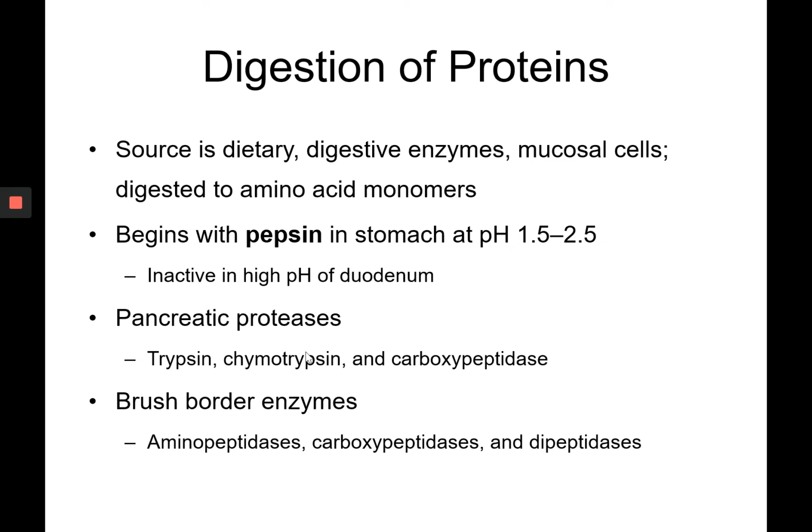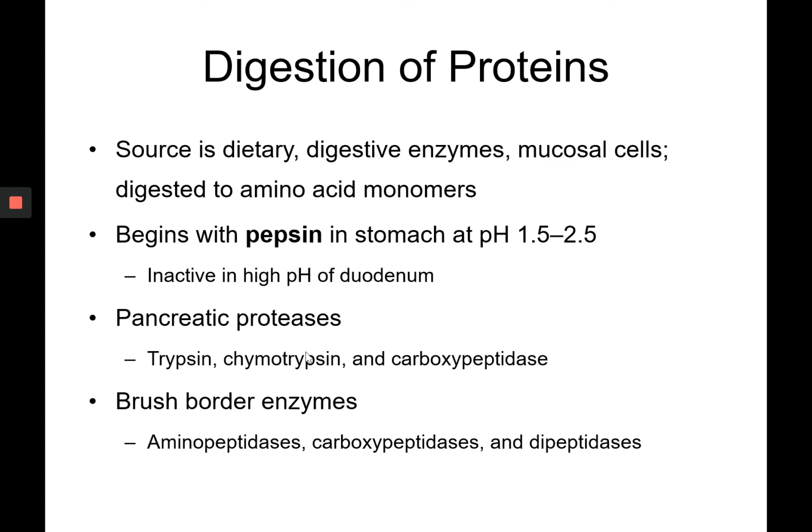Protein digestion begins in the stomach with pepsin. Pepsinogen is converted to pepsin in an acidic environment, and pepsin is a great protein enzyme. Proteases are a common term for an enzyme that breaks down protein. Pancreatic proteases include trypsin, chymotrypsin, and carboxypeptidase. Trypsin is able to activate chymotrypsin and carboxypeptidase once they're secreted from the pancreas into the small intestine.